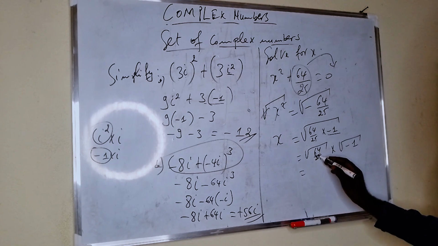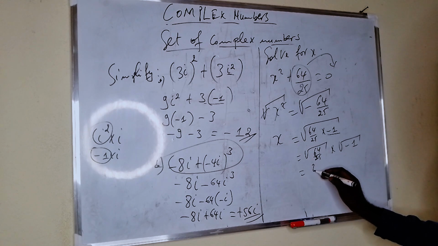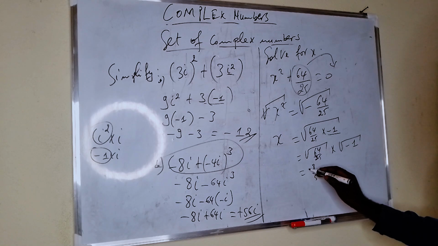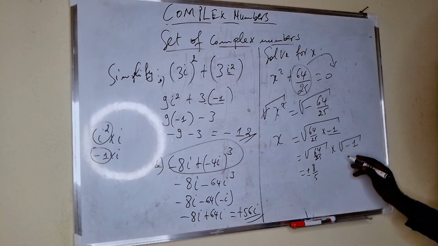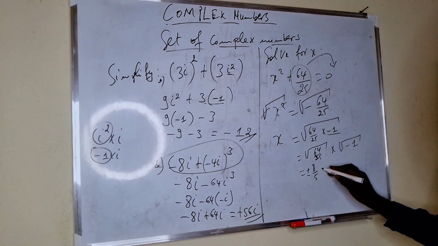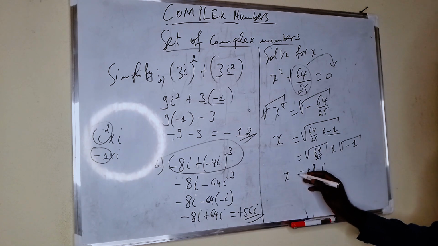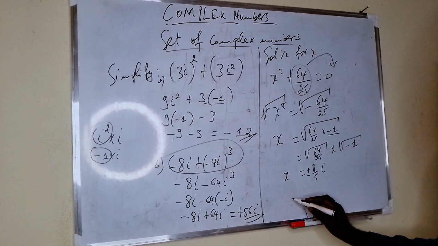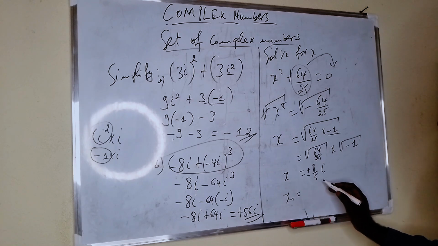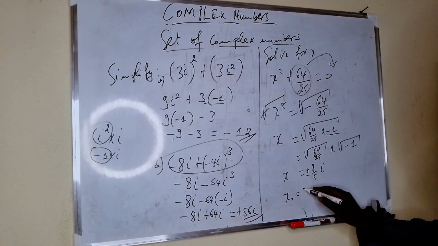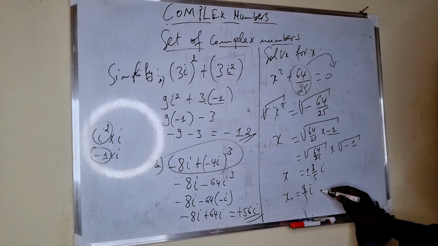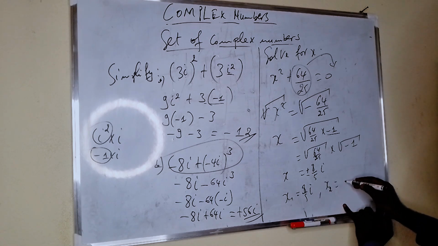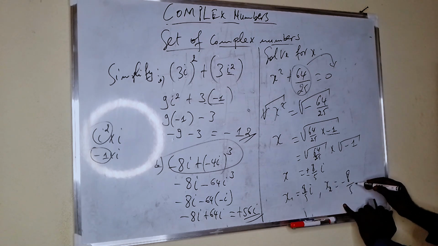So this is it. The square root of 64 is 8. The square root of 25 is 5. So it is positive or negative 8 over 5. The square root of negative 1 is i. This is the value of x. You can say that x1 is equal to 8 over 5i, and x2 is equal to negative 8 over 5i.